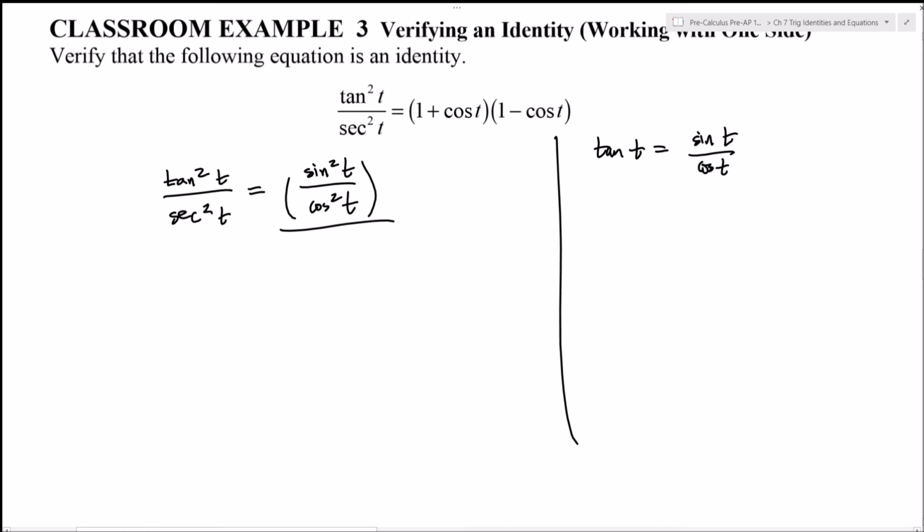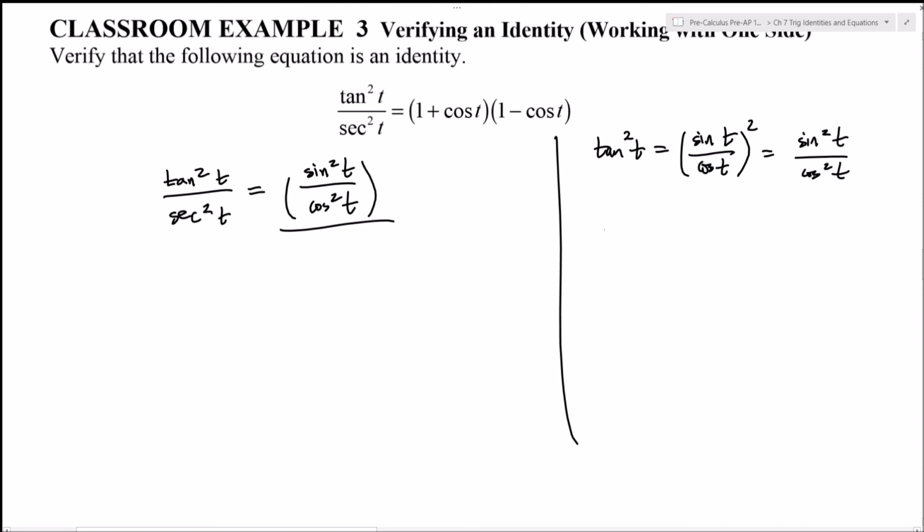Now, if I wanted to find out what the expression is for tangent squared, you can square both sides of that. So tangent squared is equal to, in this case, sine t over cosine t, squared, and that's the same thing as sine squared over cosine squared for your angle t. So it turns out that that's actually correct.